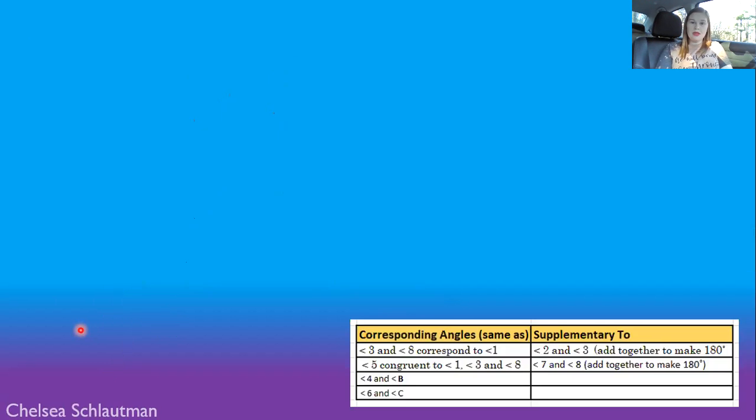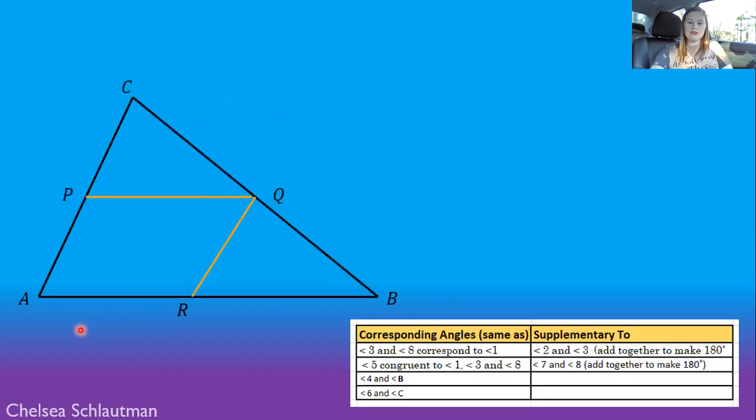And next, we have this figure here. And we're asked to find some more angles, and we are given 74 degrees on angle C, 26 on angle B, and then the rest of them we're asked to find. So if you look here in my little chart that I have provided, it shows the corresponding angles, which as we talked about before means parallel or the same, and then supplementary to means they add together to make 180.